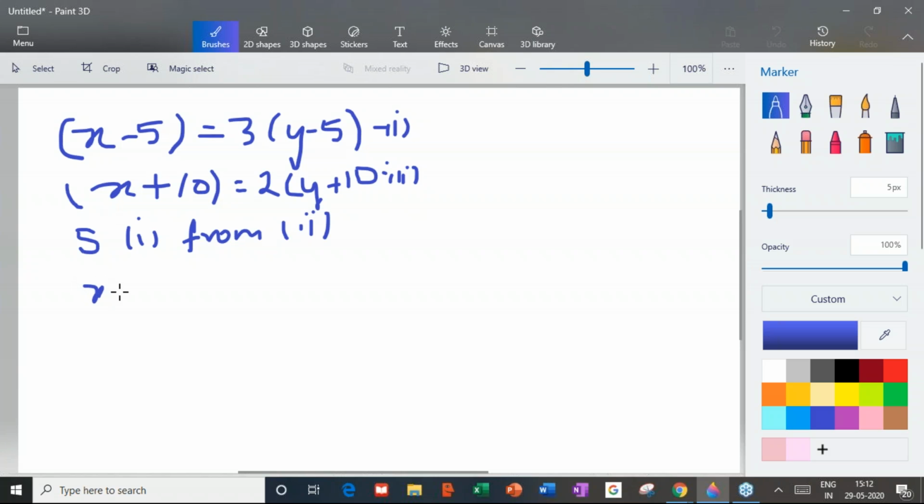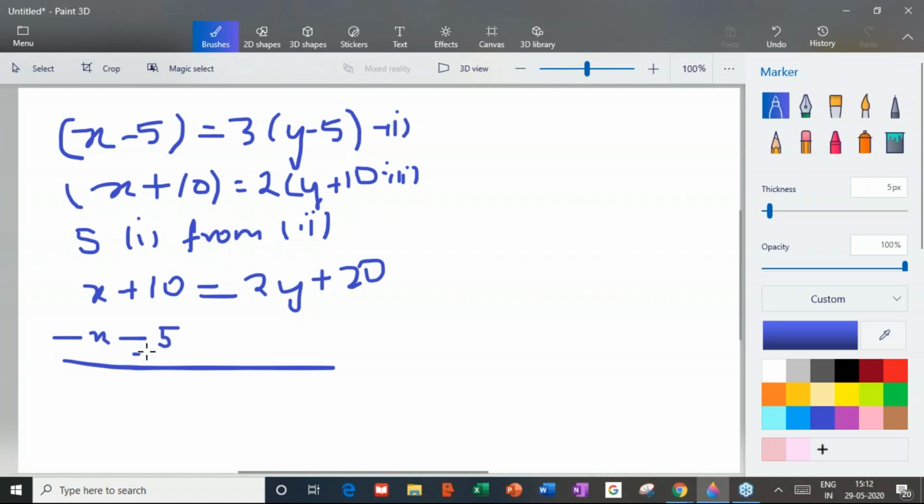So I'll write x plus 10 is equal to 2y plus 20, right? And minus x. So there will be a sign change here. This will become plus, is equal to 3y minus 15. So it's subtraction, so I'm going to change the sign. This will become minus. This will become plus. So basically we have eliminated x. And this becomes what? 10 and 5, 15.